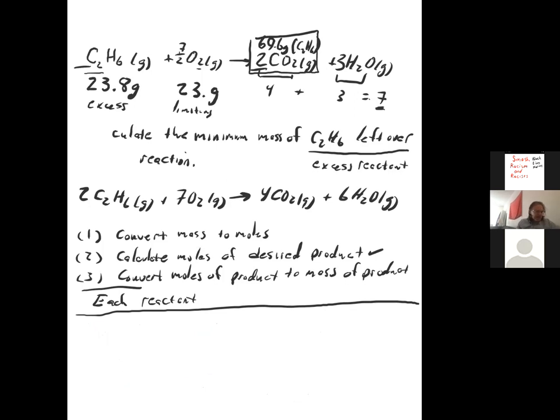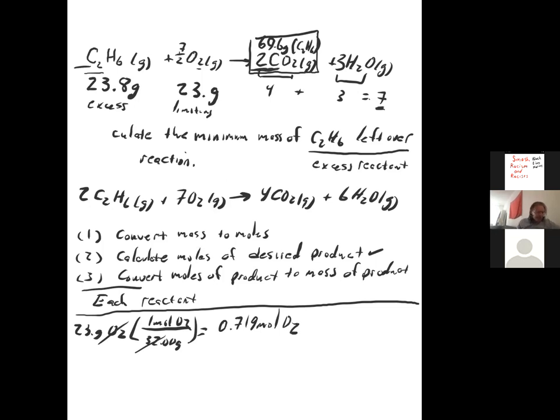Okay. So now let's do the second reactant. 23 grams of O2, divide by the molar mass. So 1 mole of O2, 32 grams. Right? That's the molar mass of O2. So a little less than a mole. So 23 over 32 is 0.719 moles of O2.